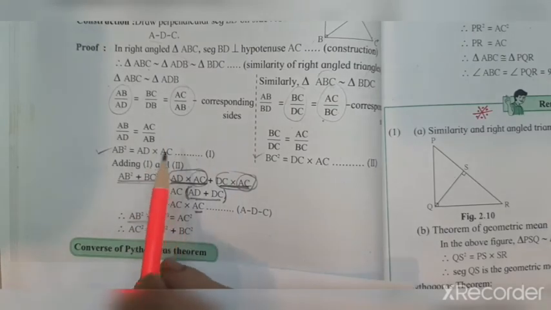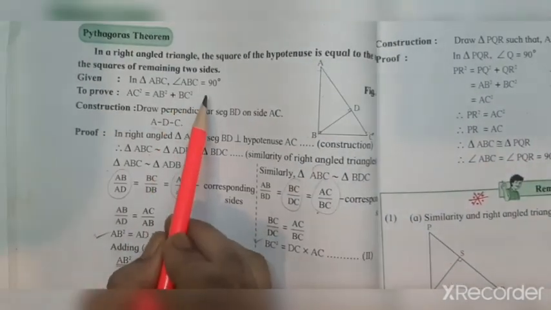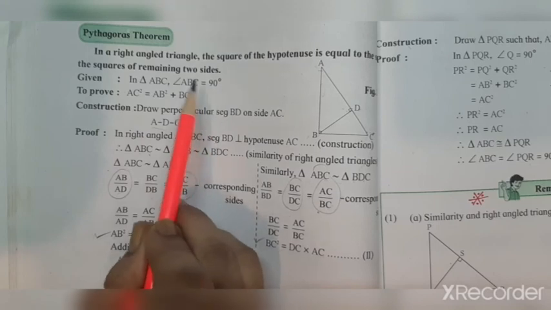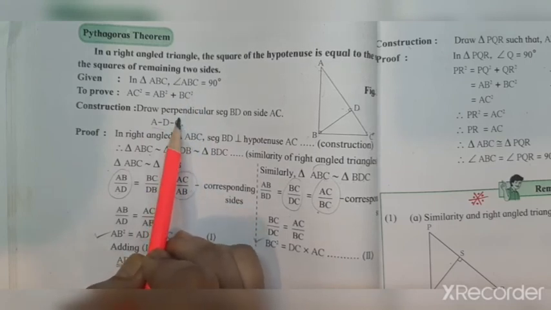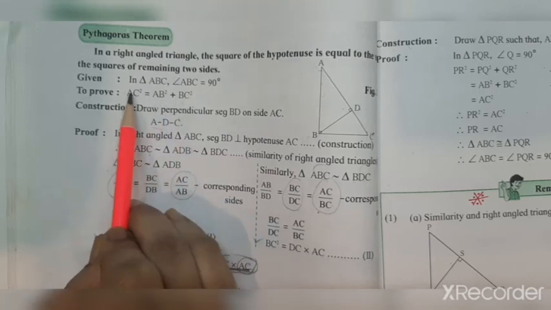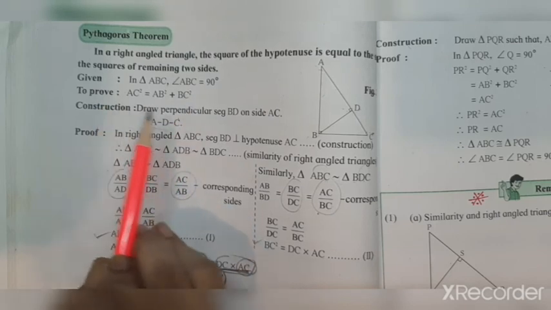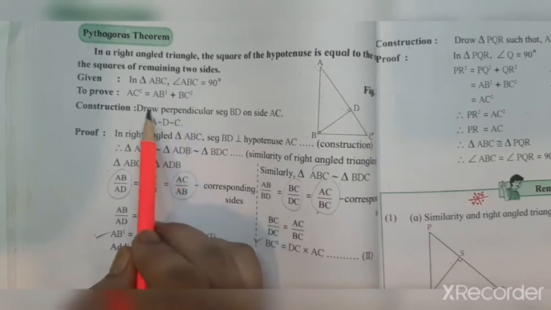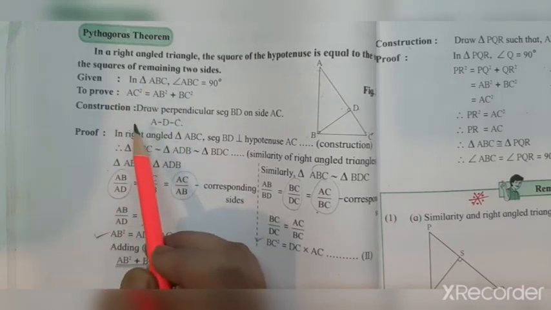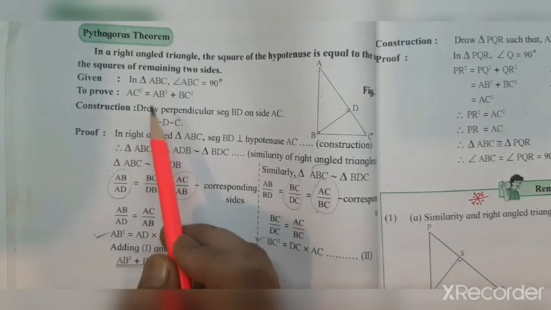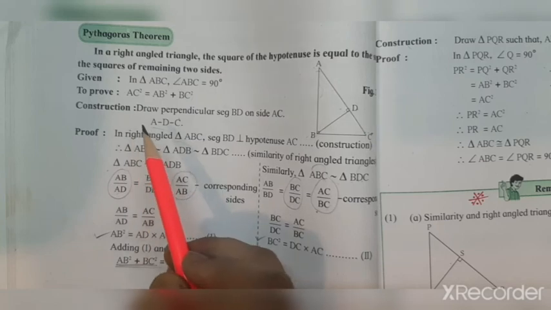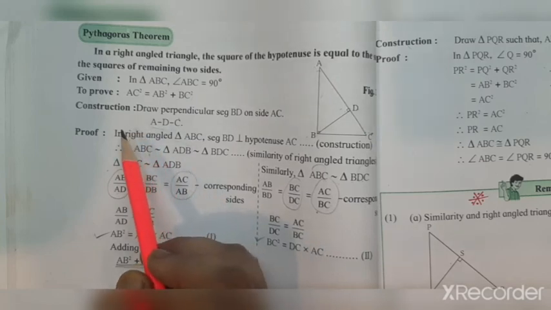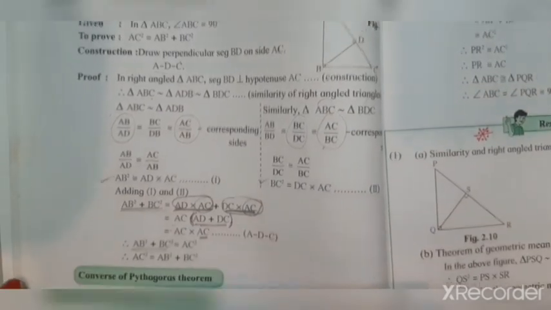Now in the Pythagoras theorem, they had given that the angle is 90 degrees or the triangle is a right angle triangle, and we had to prove that the hypotenuse square is equal to one side square plus other side square. Now in the converse, they will give that the greater side square is equal to one side square plus other side square, and then we have to prove that the triangle is a right angle triangle. So in the converse, we have to prove that it is a right angle triangle, and in the original Pythagoras theorem, they have given us that the triangle is a right angle triangle. So understand the difference.